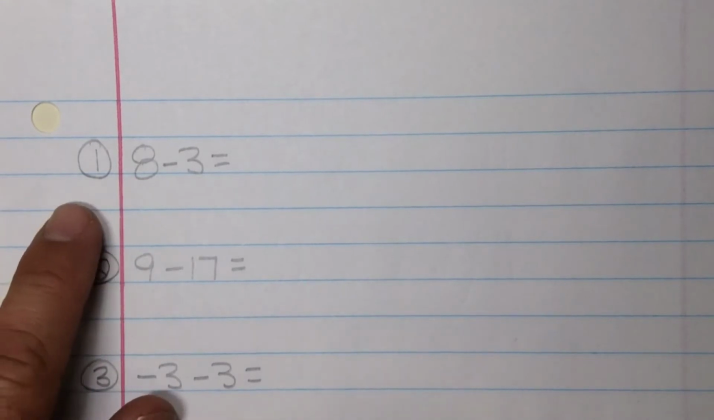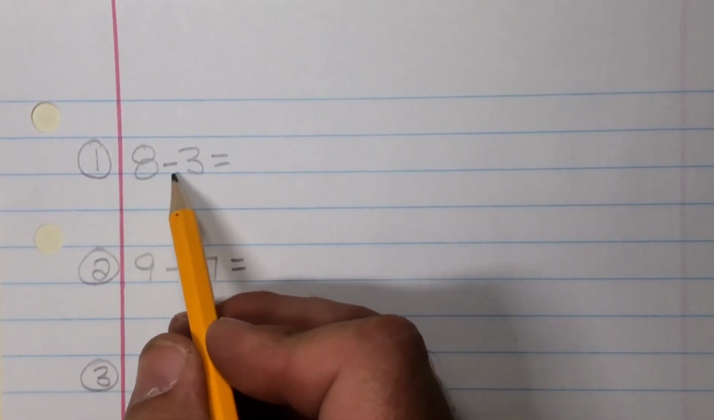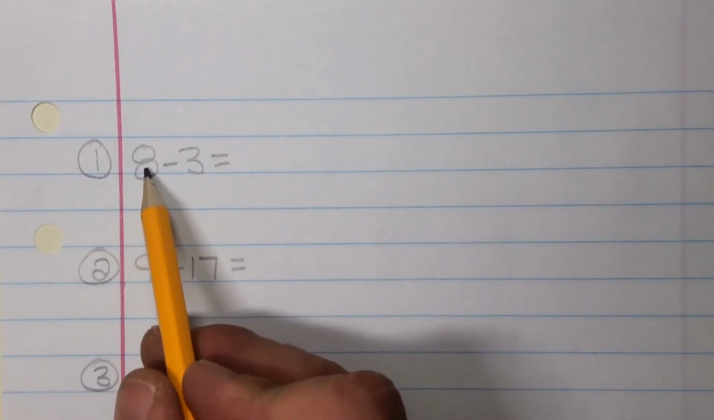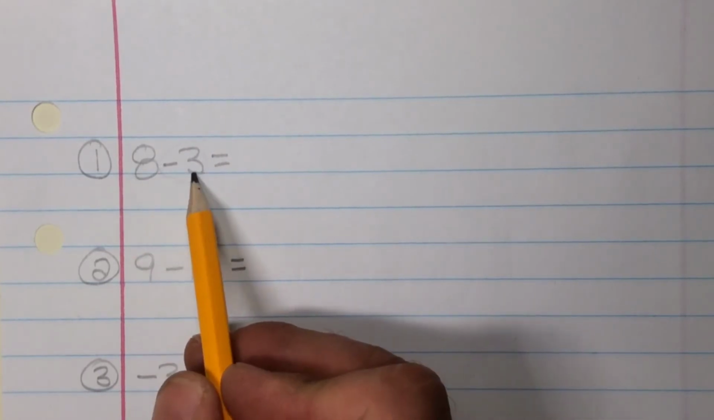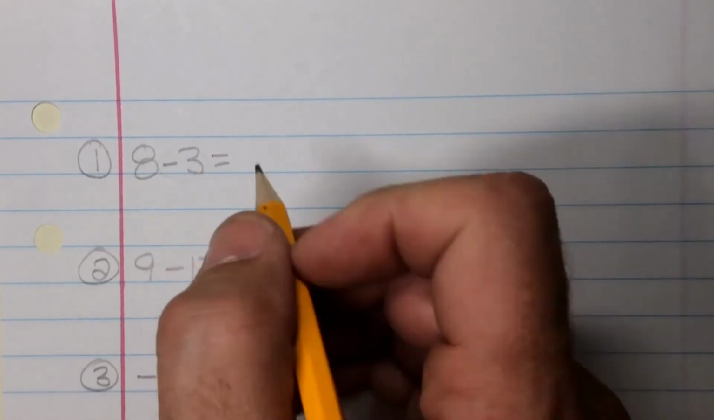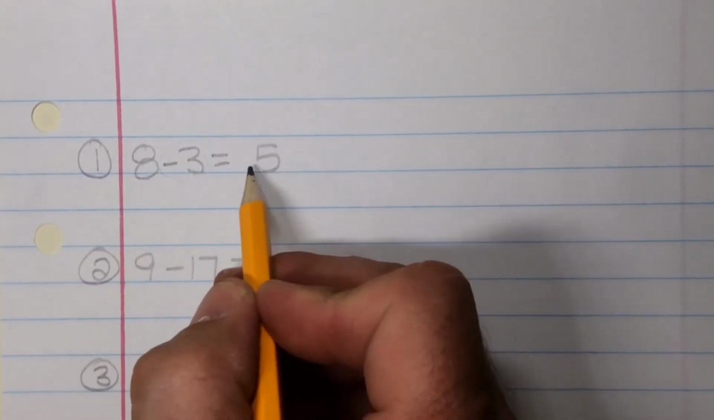Okay, so number 1, 8 minus 3, and I know you're thinking 8 minus 3 is 5. I learned that in second grade. Great. Well, let's look at it right now as positive 8, negative 3. Okay, so that negative goes with that 3. So I have 8 and negative 3. Different signs subtract. Keep the sign of the larger number, which would be positive.